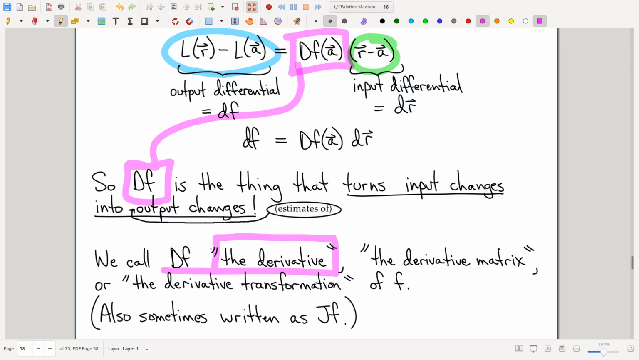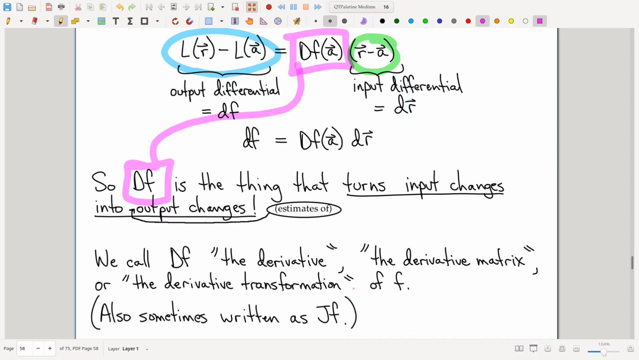By the way, a little terminology. Sometimes it's called the derivative matrix. Sometimes it's called the derivative transformation because, of course, it's a linear transformation. And as a side note, it is also sometimes called the Jacobian matrix for historical reasons, and as such, it's sometimes written JF. That notation gets used in different ways in different circumstances. So anyway, there you go.